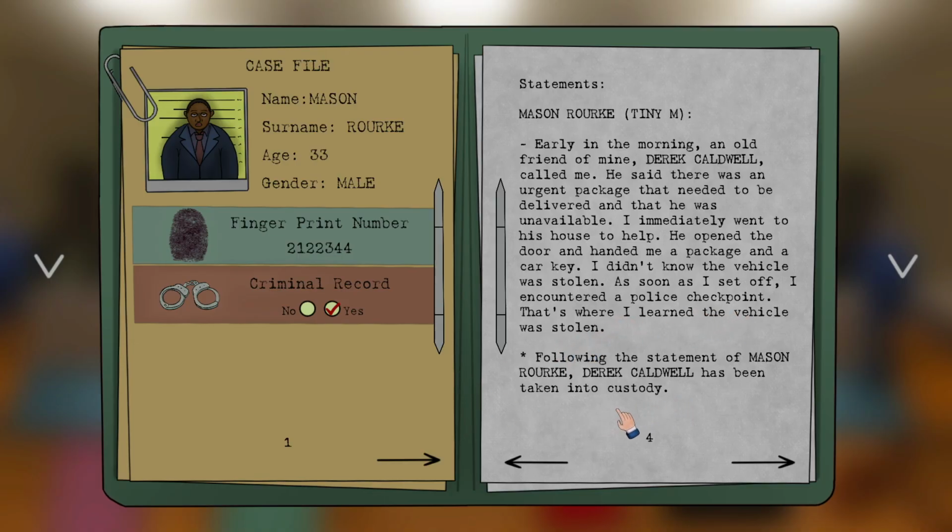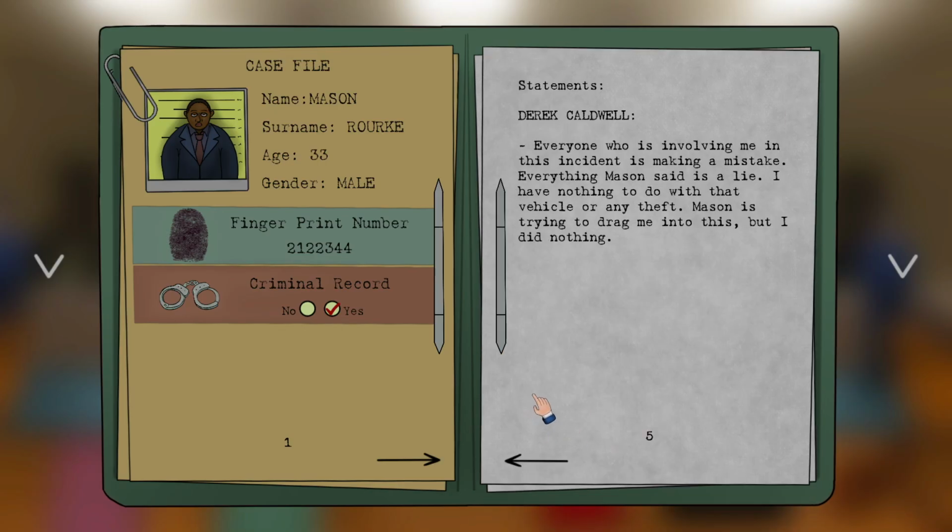Following the statement, Mason Rook has been taken into custody. Everyone who's involving me in this accident is making a mistake. Everything Mason said is a lie. I had nothing to do with that vehicle or any theft. Mason is trying to drag me into this, but I did nothing.